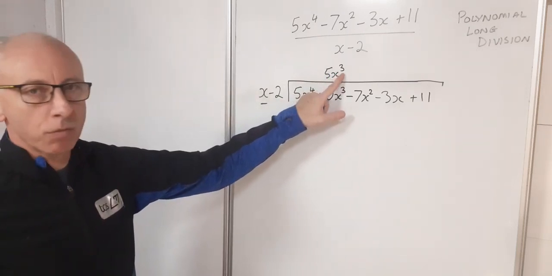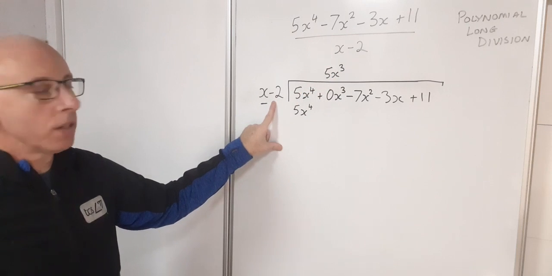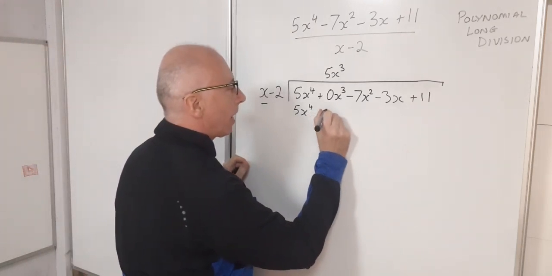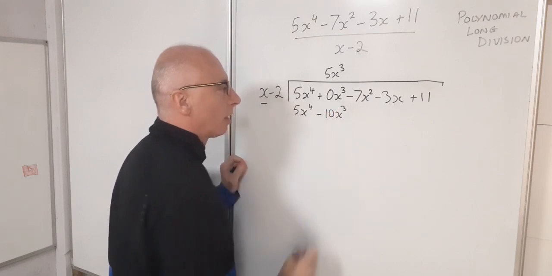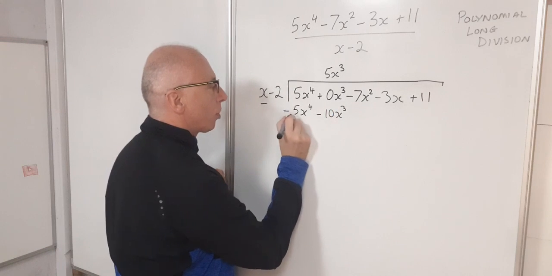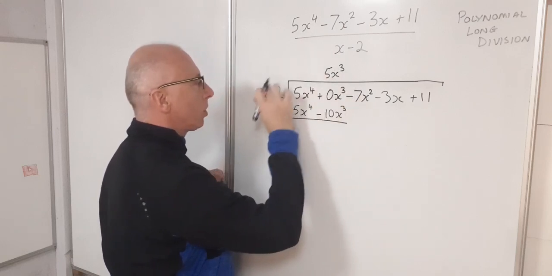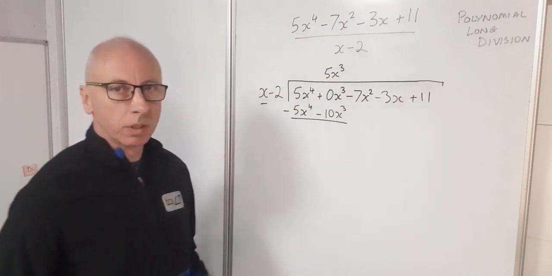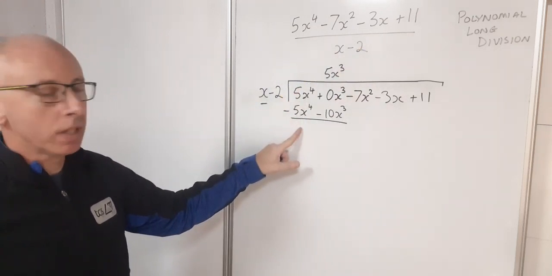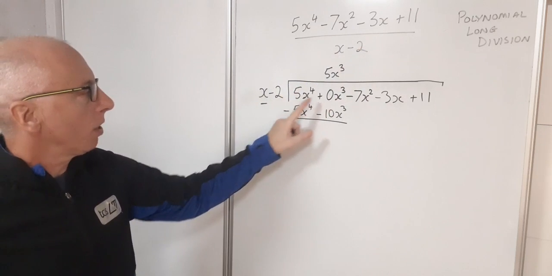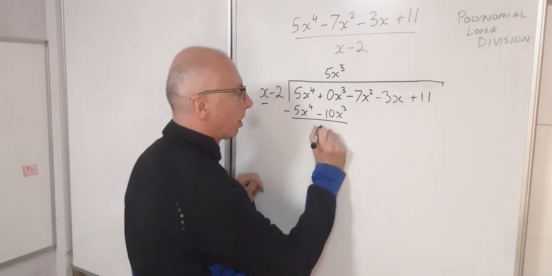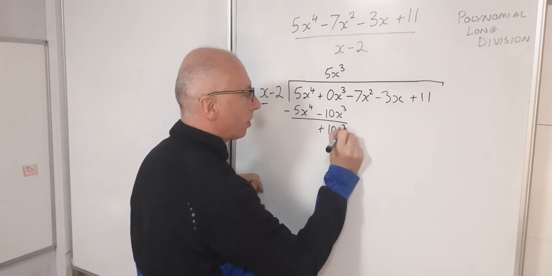Then we distribute this with the minus 2. So 5x cubed times minus 2 is minus 10x cubed. I'll write that in the cubed column, which keeps it nice and neat. Now I subtract what I've distributed from our original polynomial on the numerator. Subtracting these, those will disappear. Then I've got 0 minus 10x cubed, which gives me positive 10x cubed. I'm going to write the positive there just to see.